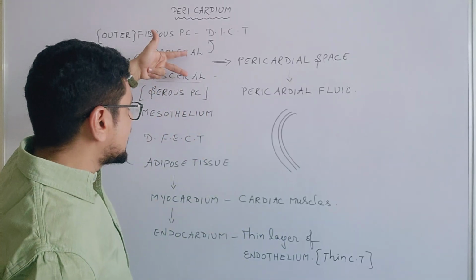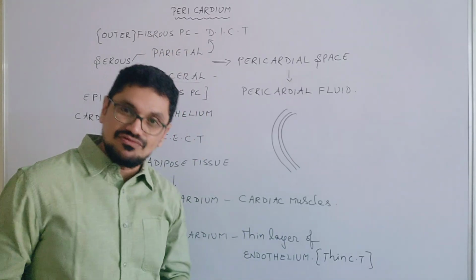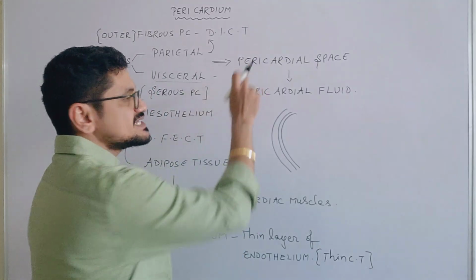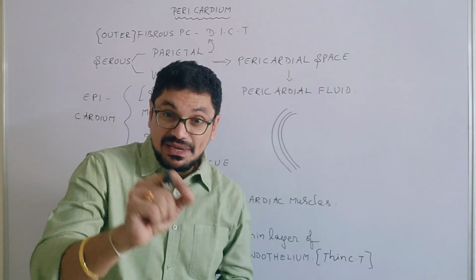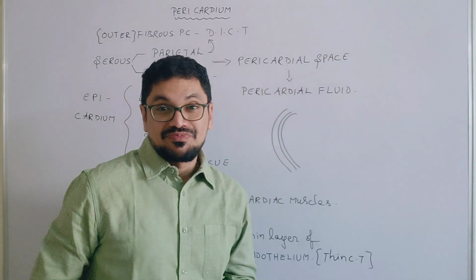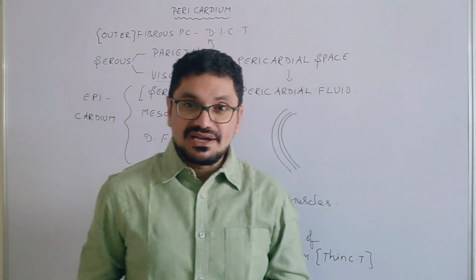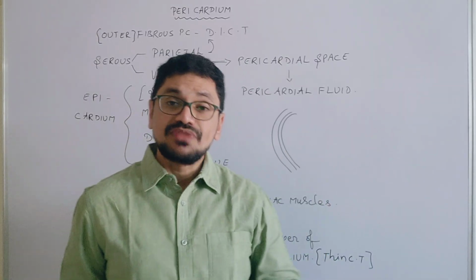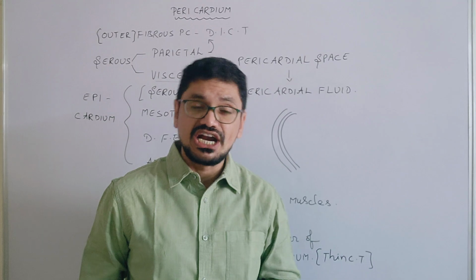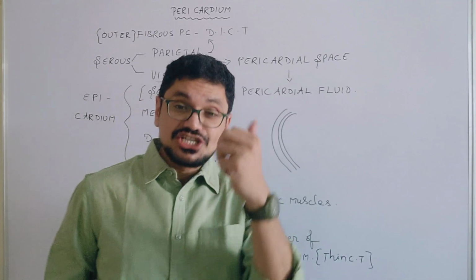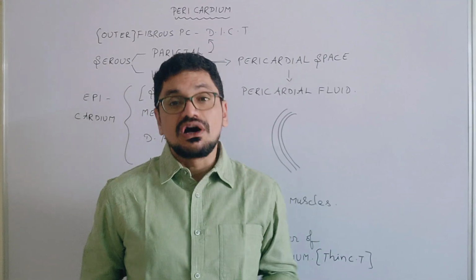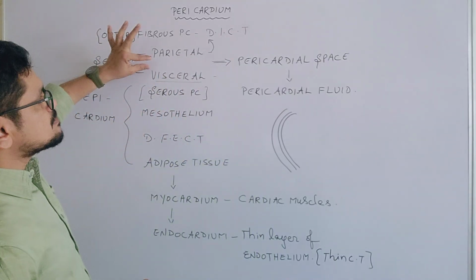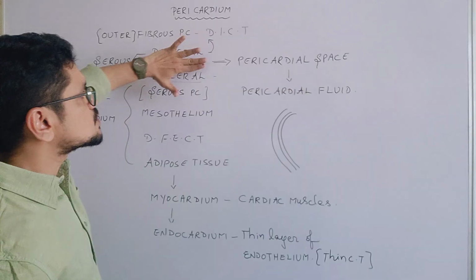You can see a slight gap between the outer parietal layer and the inner visceral layer of the serous pericardium, and that is called the pericardial space. Our pericardial fluid stays there. On average, 50 ml of pericardial fluid is present, and it contains some lactate dehydrogenase, albumin protein mostly, and some other proteins. Calcium, sodium and chloride are also present inside the pericardial fluid. Between the parietal and visceral layers there is a space.